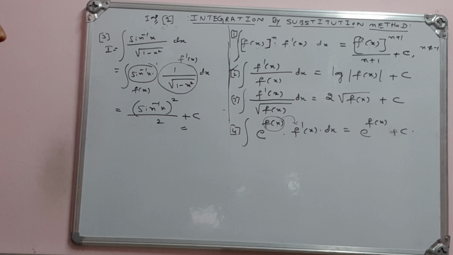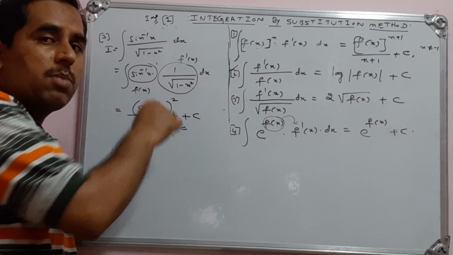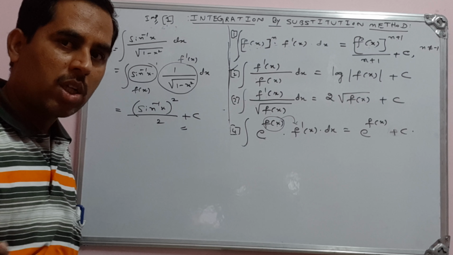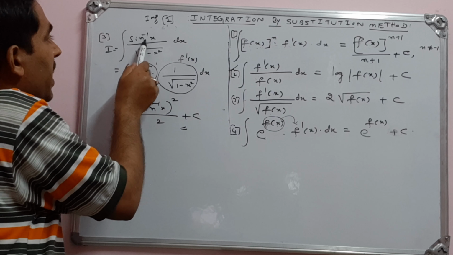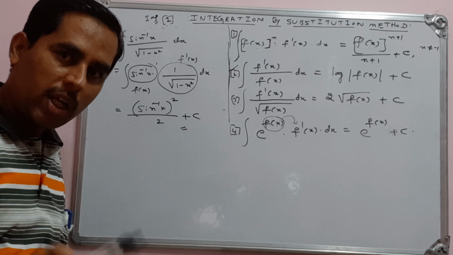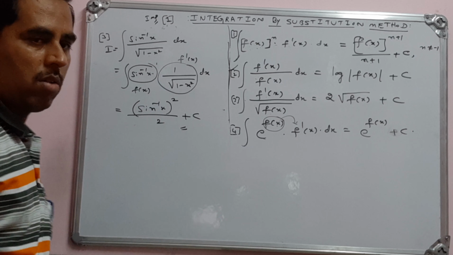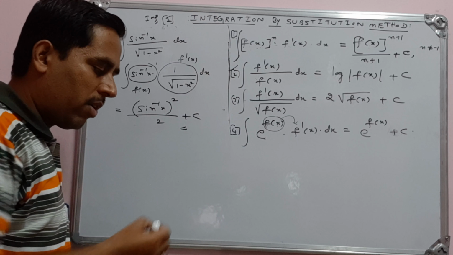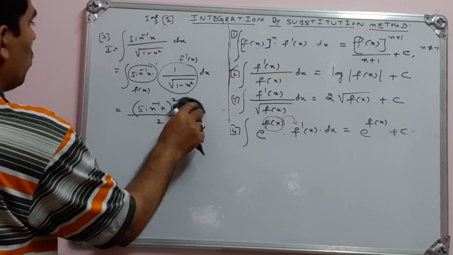My answer is over. If you want to integrate this by substitution method, what will be your substitution? Guess the substitution: put sin inverse x equal to t. Then you differentiate, and you get the same answer. It is in this form, that's why I have written the answer directly. Then let us go for the fourth one.